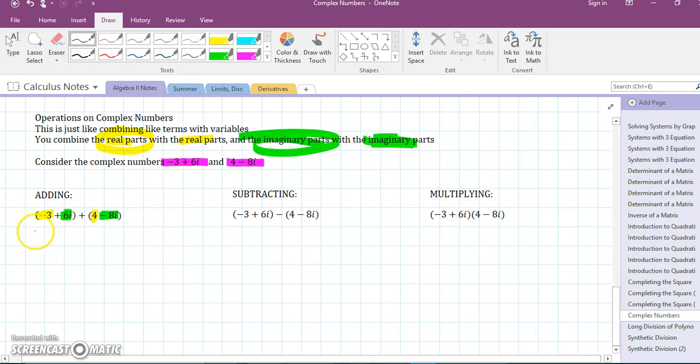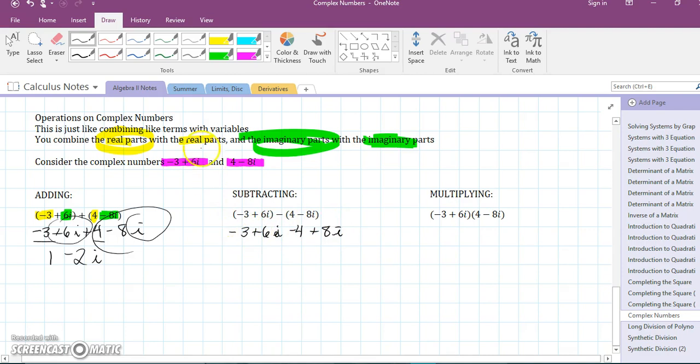Now, if I add them, I really don't need the parentheses. There's nothing to distribute, so you're just going to combine the reals. So it'd be 1, that's your new real part, with the imaginaries, 6 minus 8i, -2i. So it's really just like combining like terms. There's just an i there. 1 minus 2i.